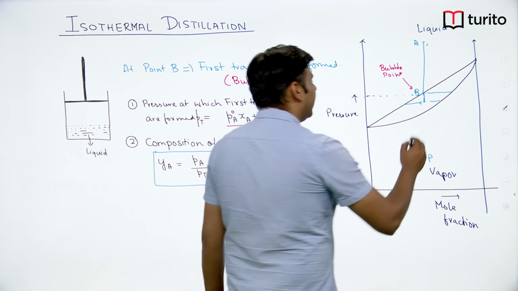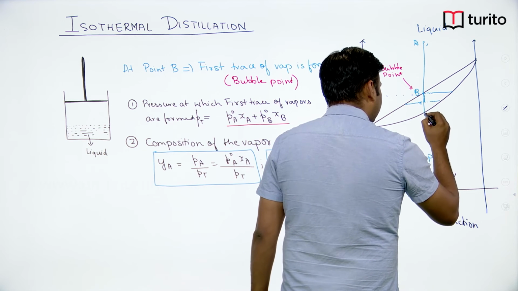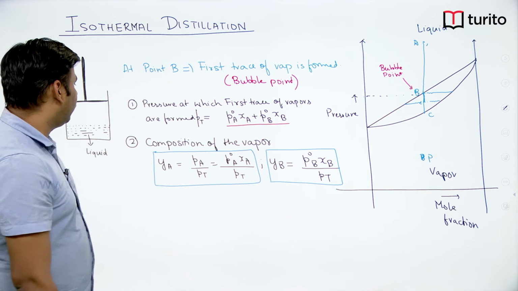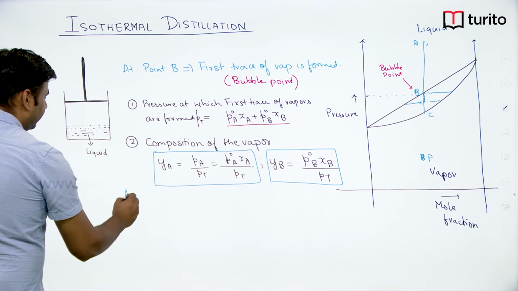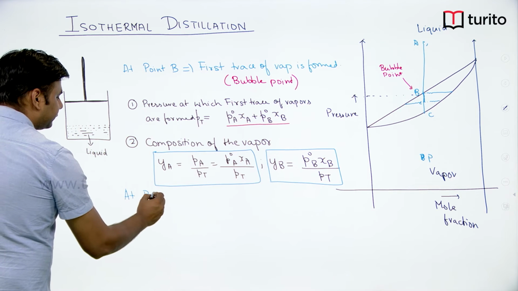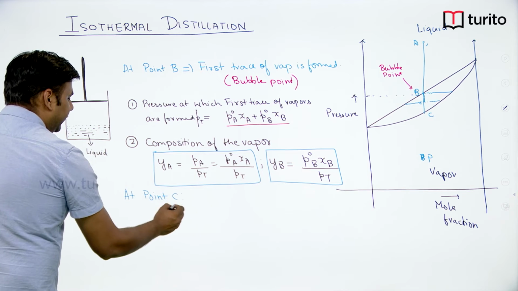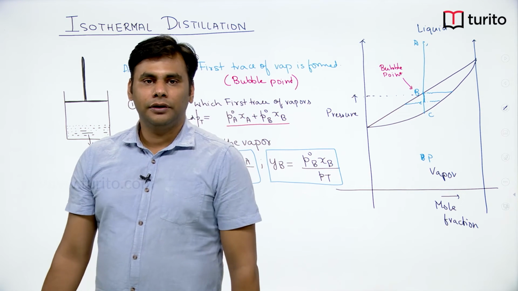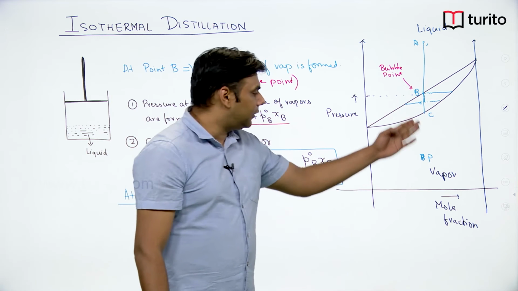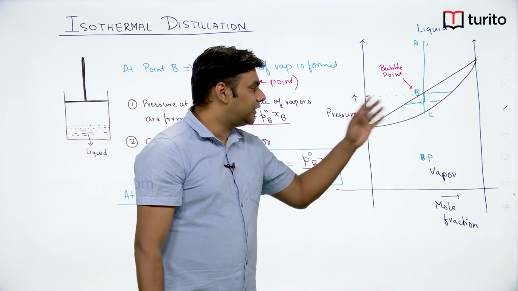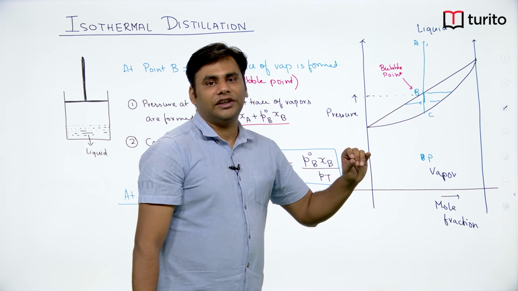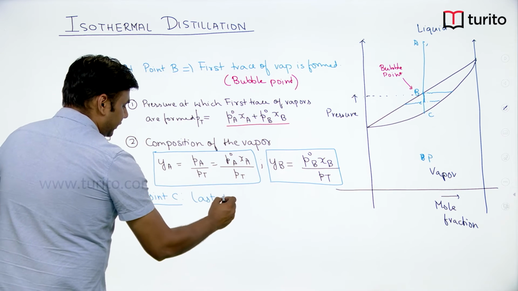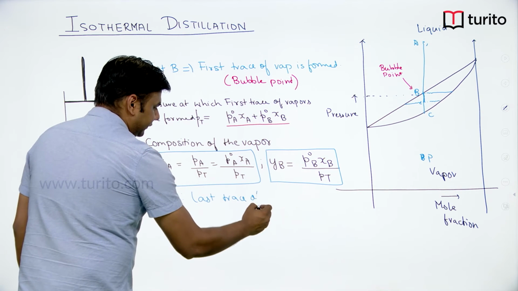Similarly, we are reducing the pressure and we reached a point C. So what would happen at point C? We'll say that at point C, almost all the liquid has converted into vapor, because after point C there is only vapor. So at point C, the last trace of liquid remains.